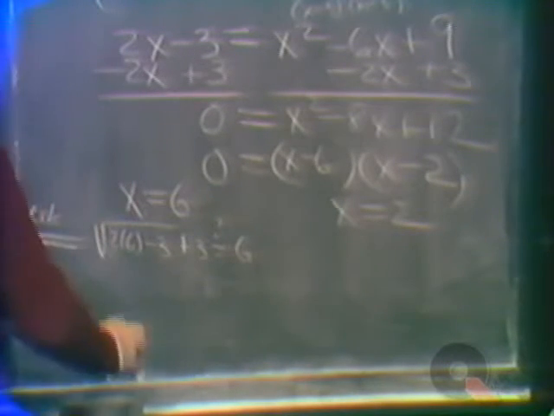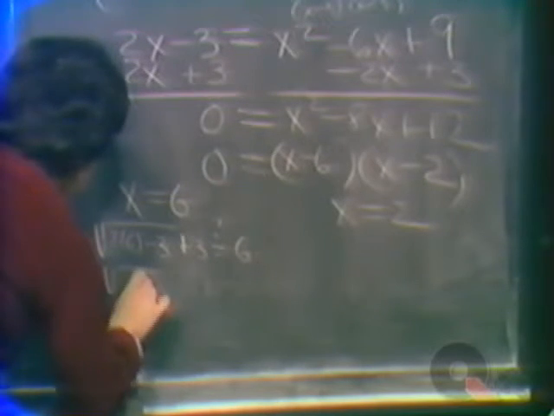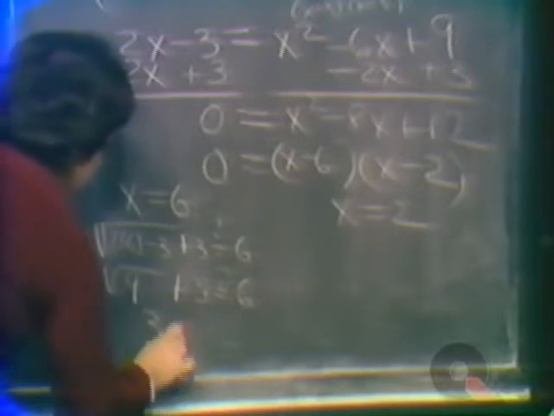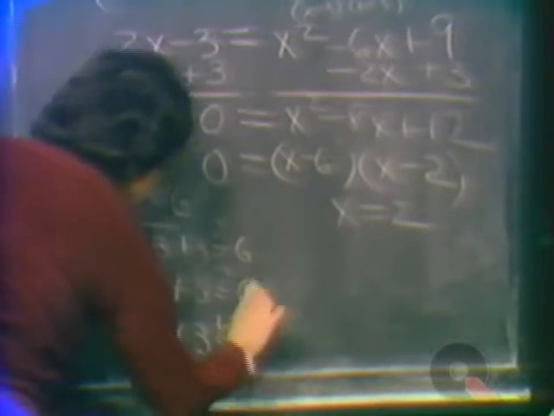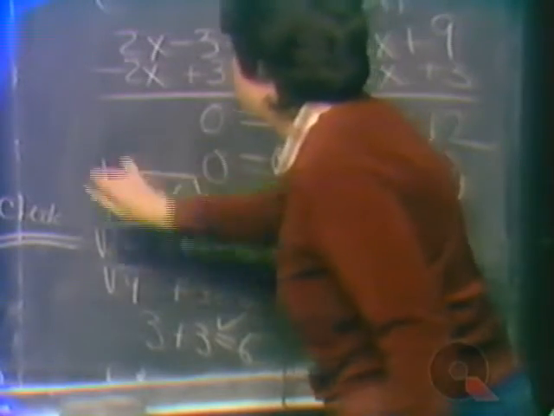And I get 12 minus 3, that's 9. The square root of 9 plus 3 should be equal to 6. 3 plus 3 does equal 6. So x equals 6 is a solution.